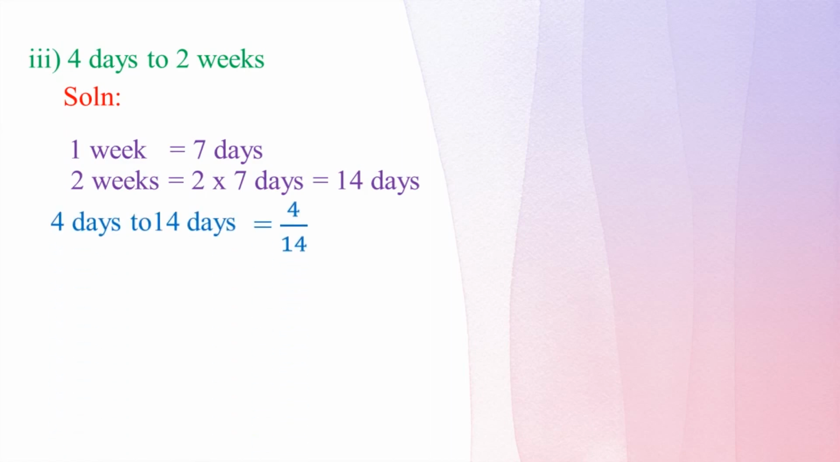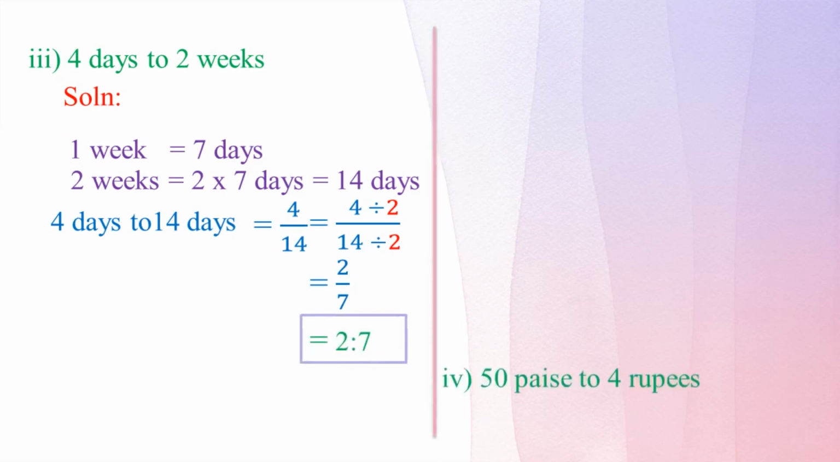Write in fraction, that is 4 by 14. Now we find the common factor for 4 and 14, that is 2. When you divide the numerator and the denominator by 2, we get 2 by 7. Now you can write the ratio, that is 2 is to 7.